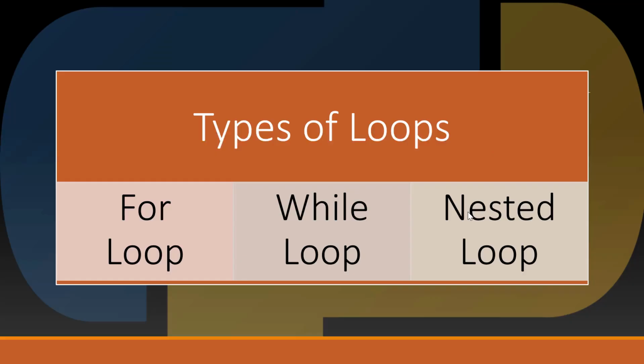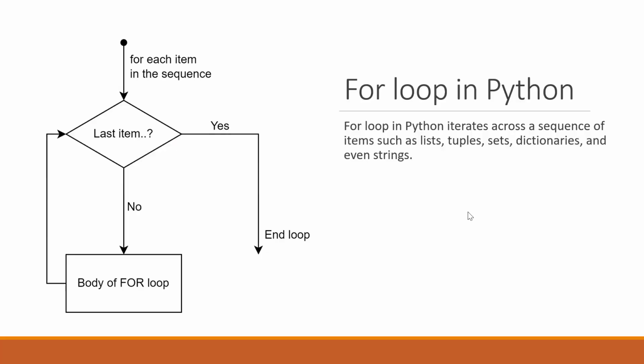Now if I talk about Python, in Python we can use these three different types of looping statements. So first is the for loop, second is the while loop, and third is the nested loop. Now let us start discussing each of these loops in more detail. So we will start with the for loop first. Now for loops are basically widely used looping statements in Python, and the role of a for loop is to iterate across a sequence of items. Now this sequence of items can be a list, tuple, set, dictionary, and even string. Moreover, it will execute the given code in the body of the loop for each item in the sequence.